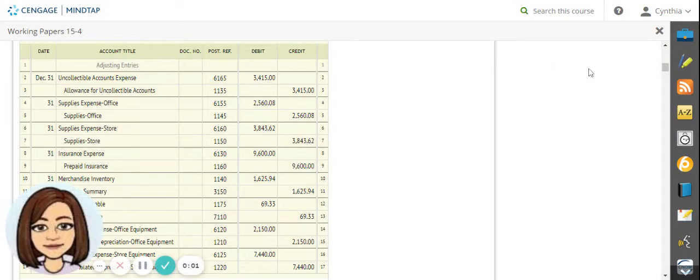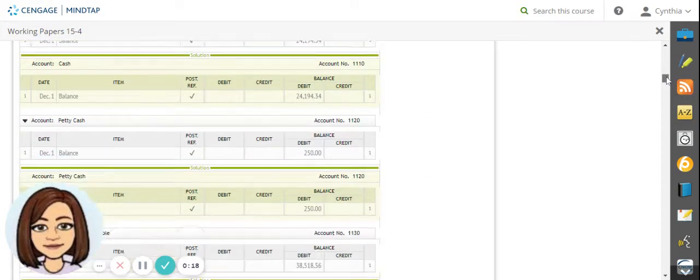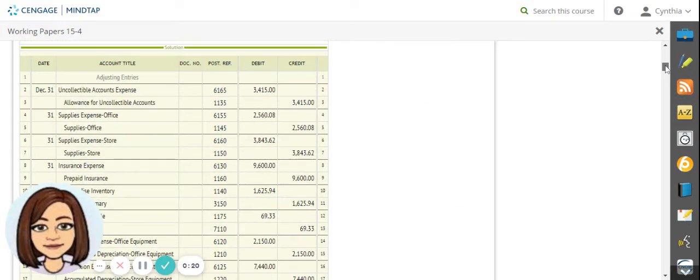Work together 15-4 with you. And I've gone in and filled it in already because it actually takes quite a bit of time to do, and I didn't want to make a 30-minute video. So I've posted all of these. So when you open yours up, you're going to need to post all of these transactions. And that takes a little bit of time, but you'll go down and you'll post those.